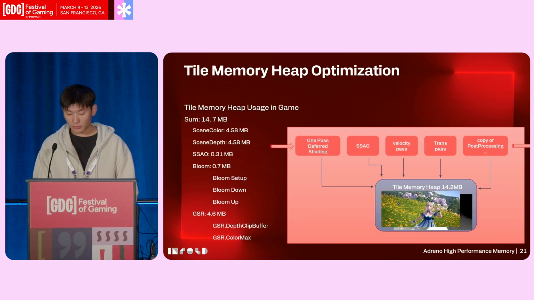And this slide shows the RTs I stored in high-performance memory. For example, scene color, scene depth, SSAO RT, and bloom intermediate textures, GSR intermediate textures. Up to 12 RTs were stored in the tile memory heap within a single frame. The total size is slightly larger than 14.2 megabytes, at 14.7. And I will explain later how we exceeded the memory limit.